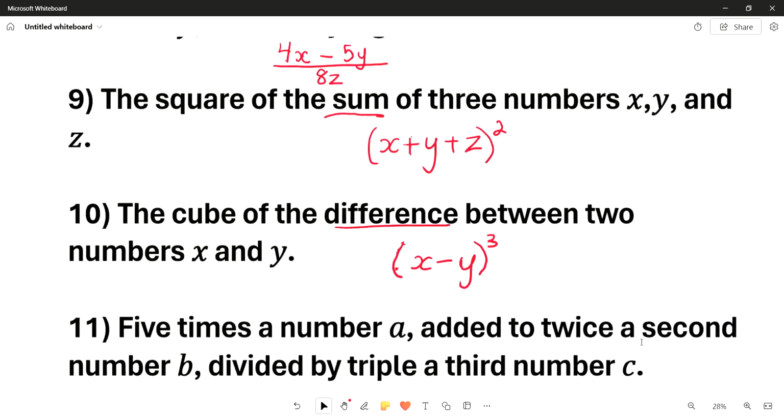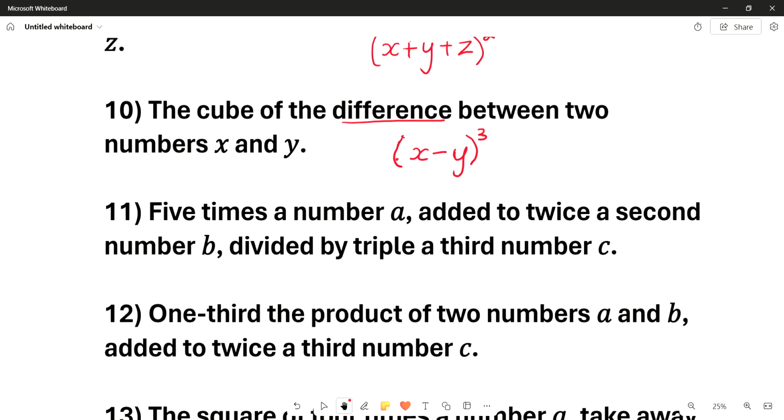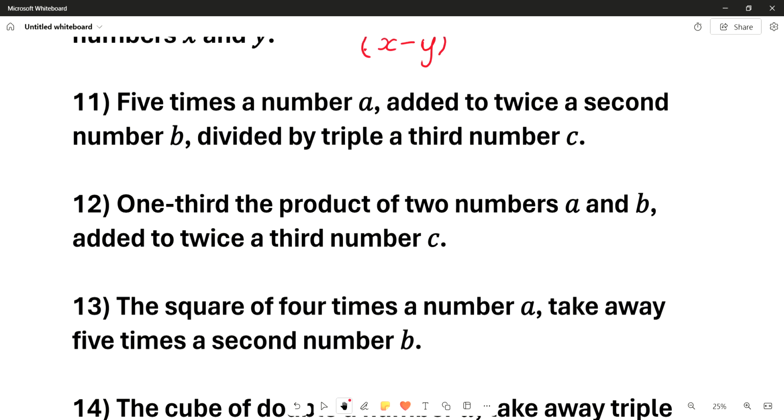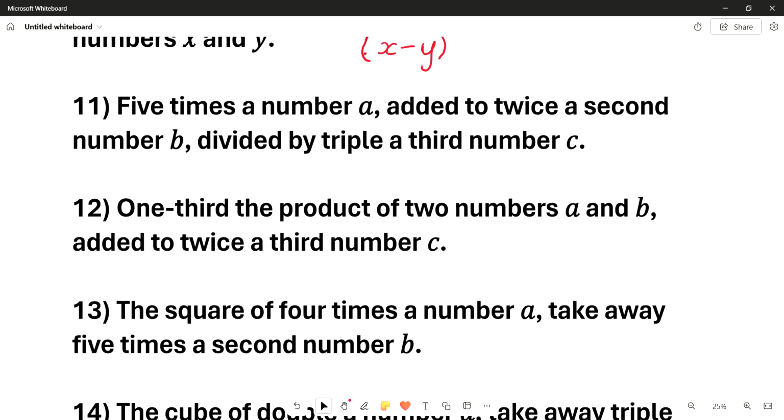Oops, sorry. Let's look at number 11. 5 times a number a added to twice a second number b divided by triple a third number c. So lots is happening here. Let's break it up, right? So 5 times a number a is 5a, right? So twice a second number b. Twice means we're multiplying it by 2. So twice b would be 2 times b, which is 2b.